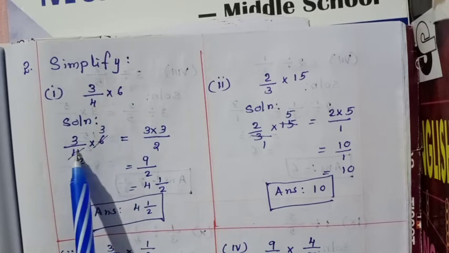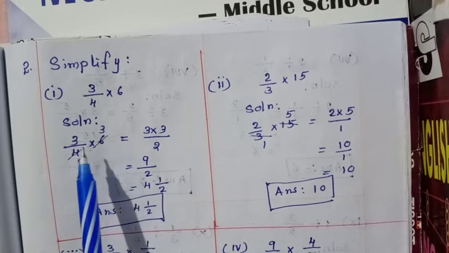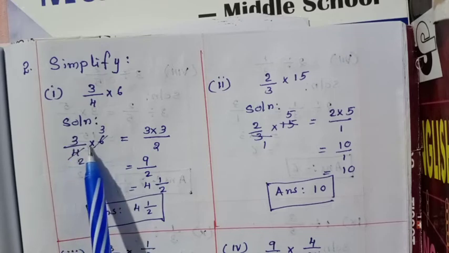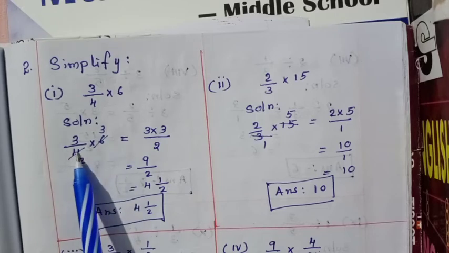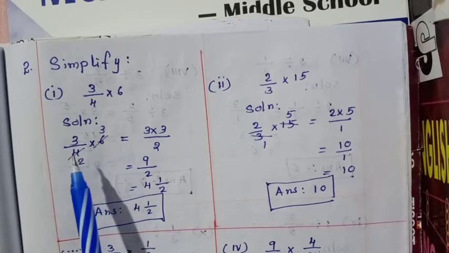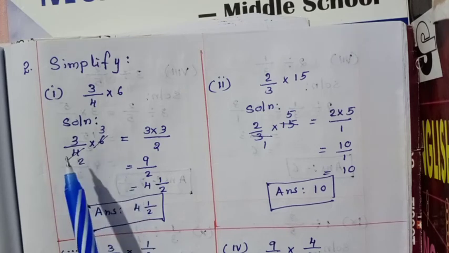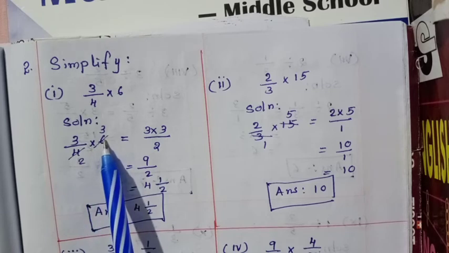So first you can check, from the numerator and denominator, if you can cancel any two numbers, so you can cancel or divide and write it. So in 3 by 4 into 6, 6 is in the numerator, 4 in the denominator. Both 6 and 4 we can divide by 2. Both numbers are divided by the same number. So 4 we have to divide by 2. Then 2 how many times in 4? That is 2 times. 6 also divided by 2.